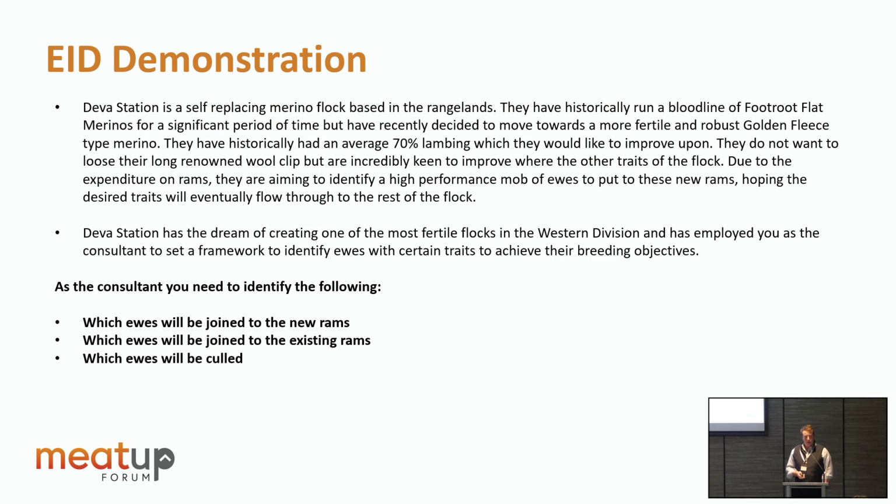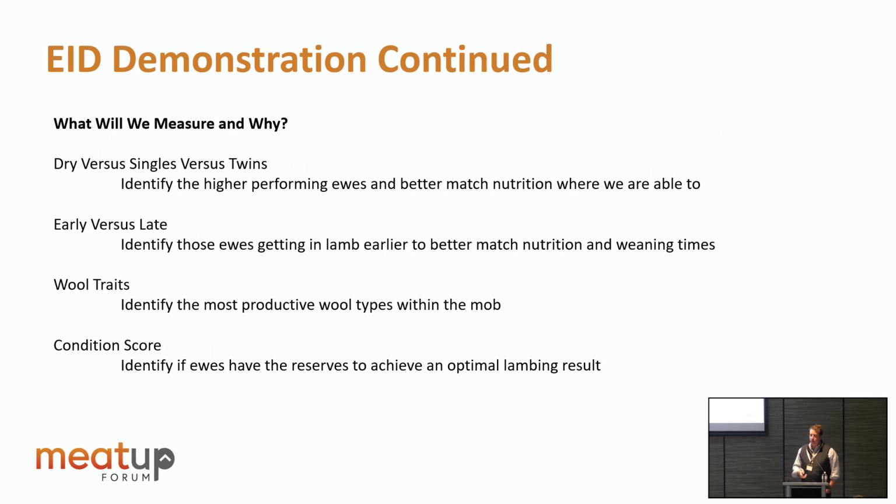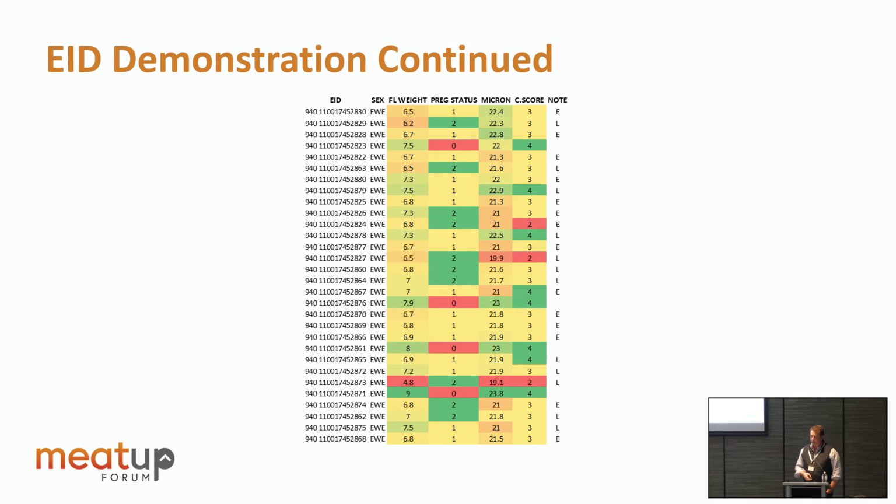Yeah. So I'll just show you what some of the data sets look like. This bag of tags here is represented in those numbers up there. This is more a red wine example than a real world example, but you can see how quickly we can start to build a picture around that ewe, and we can look at the data in a lot of different ways. On this example up there, we've got fleece weight, pregnancy status, micron, condition score, and early versus late. That can aid how we adjust for each of those individual ewes and how we make our breeding decisions.